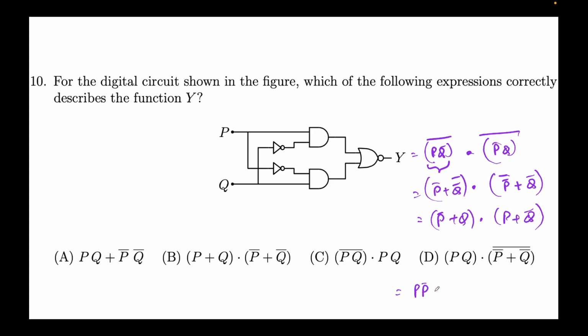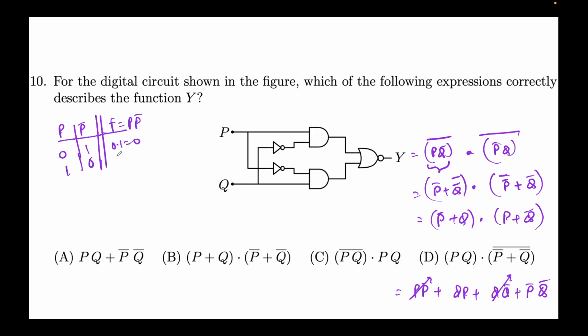It will be P bar P plus Q P plus Q Q bar plus P bar Q bar. So these two terms will be 0. I'll explain it a bit. So this is P, this is P bar, and let's say the output is F, which is nothing but P bar P. So P can be 0 or 1, and P bar can be 1 or 0. So this will be 0 times 1, which is 0, and 1 times 0, which is 0. So P bar P will always be 0. Hence this will be 0. Similarly, Q Q bar will also be 0. The output we get is PQ plus P bar Q bar.